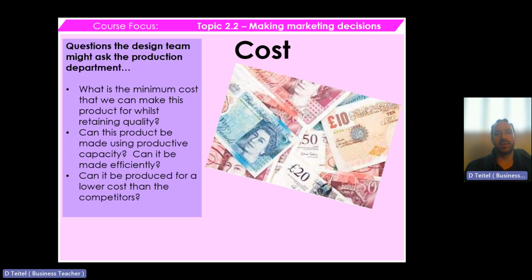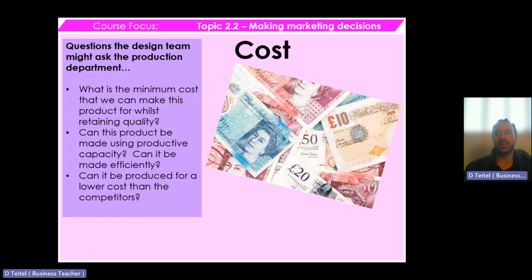The question the design team might ask the production department is, what is the minimum cost that we can make this product for whilst retaining quality? So basically, can you still produce a quality item, but how cheap can you make it? Can this product be made using productive capacity? Can it be made efficiently?